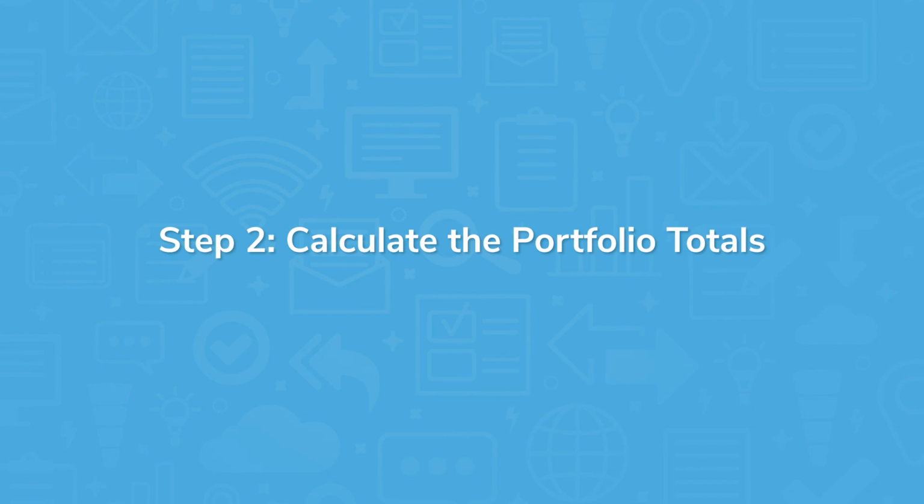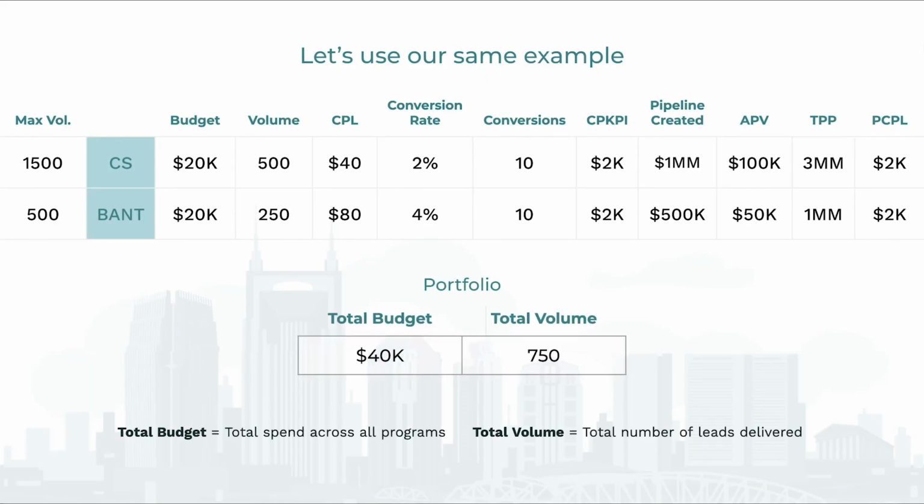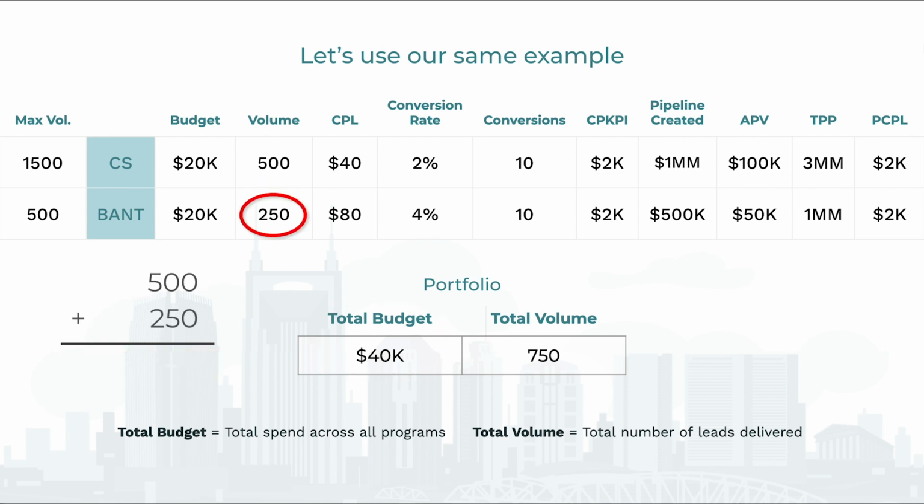Step 2. Calculate the portfolio totals. Use simple addition to find these 2 metrics. Add up the total budget you spend across all your accounts and the total volume of leads you get from those accounts. Looking at our example, 20,000 plus 20,000 equals 40,000, so our total budget is $40,000. Likewise, 500 plus 250 equals 750, so our total volume is 750 leads.